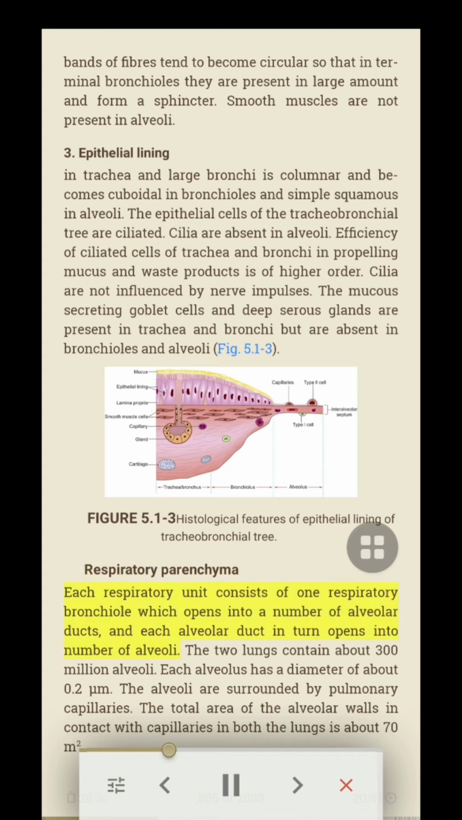Respiratory parenchyma. Each respiratory unit consists of one respiratory bronchiole, which opens into a number of alveolar ducts, and each alveolar duct in turn opens into a number of alveoli. The 2 lungs contain about 300 million alveoli. Each alveolus has a diameter of about 0.2 micrometers. The alveoli are surrounded by pulmonary capillaries. The total area of the alveolar walls in contact with capillaries in both the lungs is about 70 square meters.